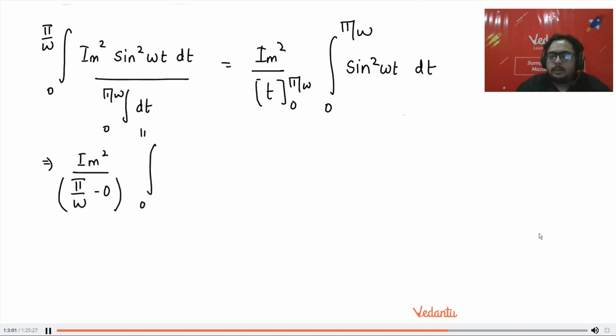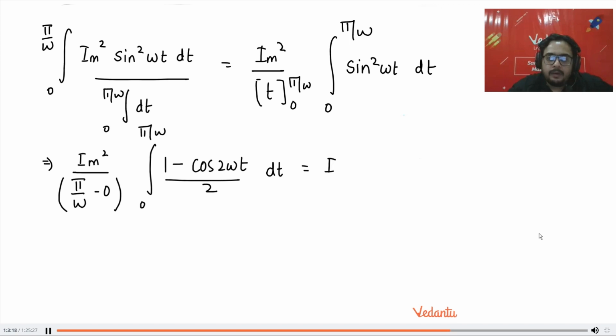So it will come out to be Im square upon, in the denominator, the integration of dt, which is t, with limits 0 to pi by omega. And in the numerator I have sine square omega t dt from 0 to pi by omega. I will get Im square upon pi by omega minus 0, upper limit minus lower limit, into the integral from 0 to pi by omega. For sine square omega t, I am going to write 1 minus cos 2 omega t by 2 into dt. This is mathematics now. So you will get Im square omega by pi, the 2 will also come out, integration of 1 minus cos 2 omega t dt from 0 to pi by omega.